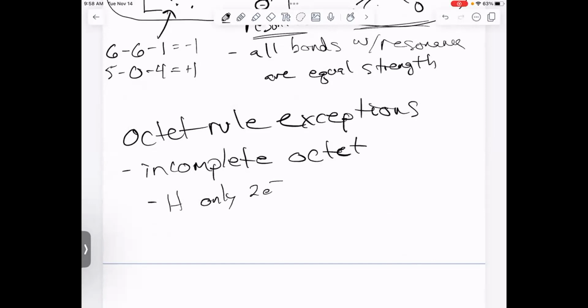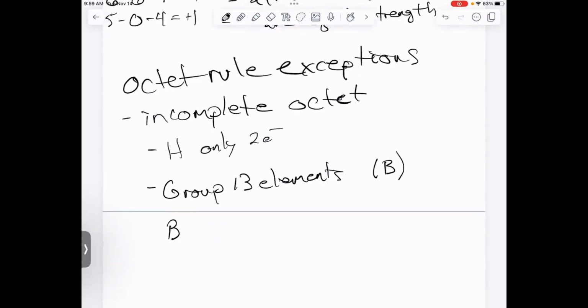Now, the other exceptions for this are going to be group 13 elements. And especially, I'm going to highlight boron. Technically the elements below boron can do this also, but boron is probably the most common one that does this. And boron really prefers 6 electrons. And I'm going to put here like 3 bonds is how it's going to get those 6 electrons. And the reason for that is formal charge.